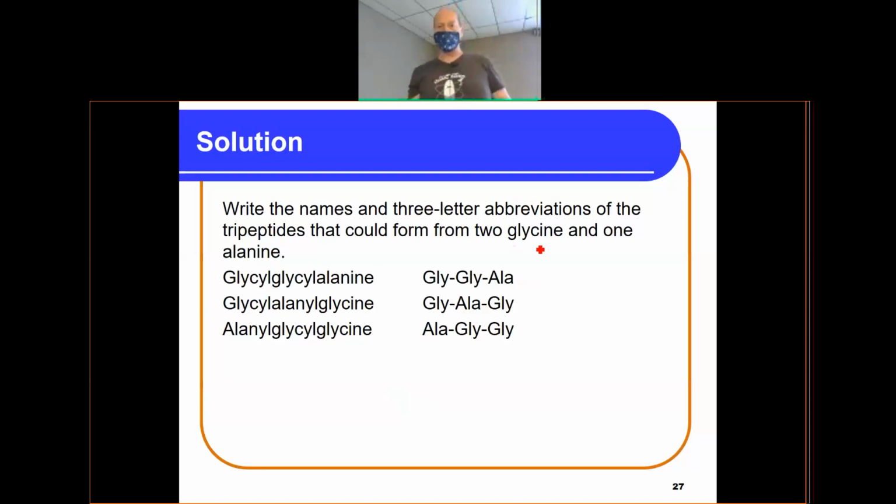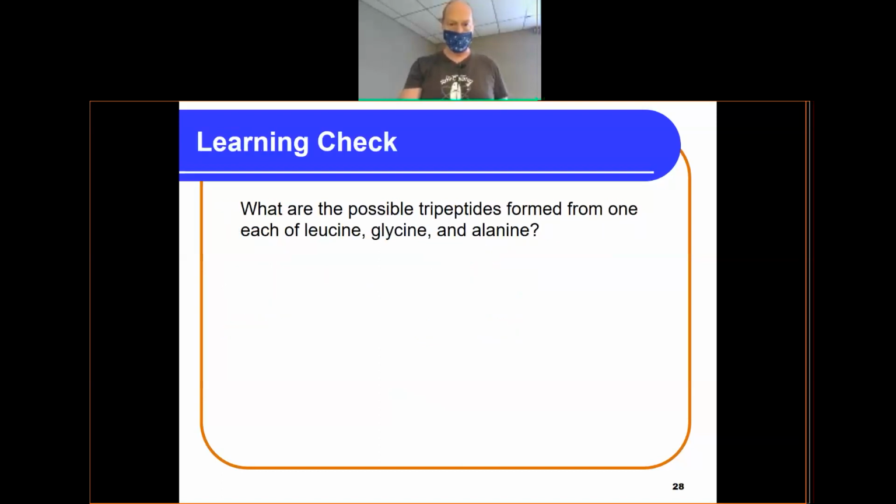All right, so 2 glycines and 1 alanine. Again, we had this when I did the A and B, same type of thing. You can end with that one. You can put that 1 in the middle. You can put that 1 at the beginning. You have 3 different possibilities when you have 2 of the same amino acid and 1 that is different. There are then 3 possible tripeptides that you could form.